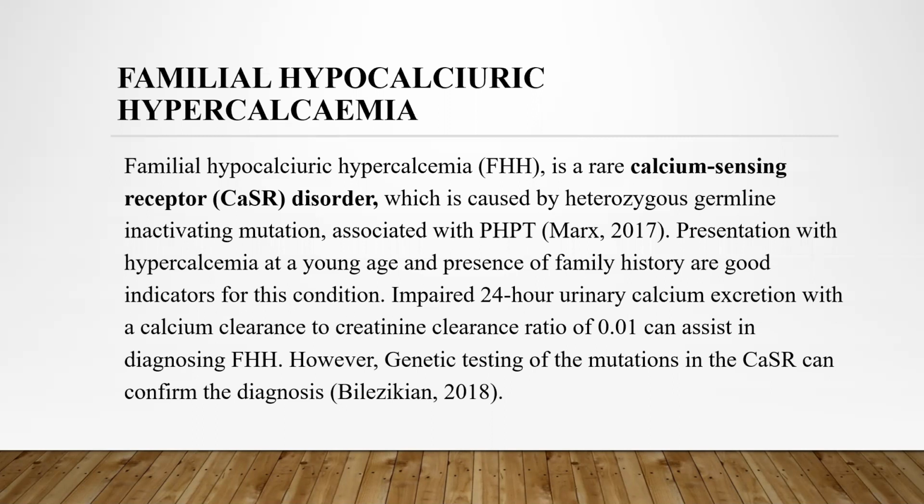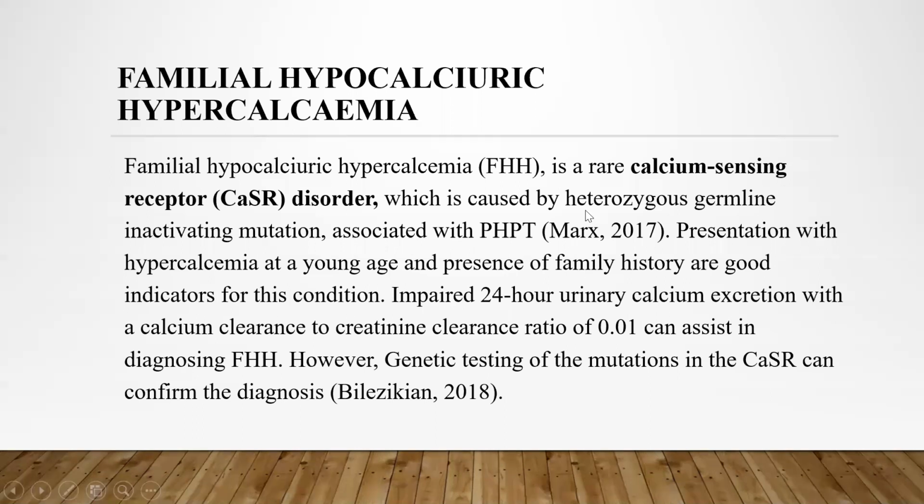So when we have too much calcium in our blood, for example, it will send a signal to the parathyroid to reduce the parathyroid hormone, and to the kidney to reduce the reabsorption of calcium, so it will increase the excretion of calcium in the urine.